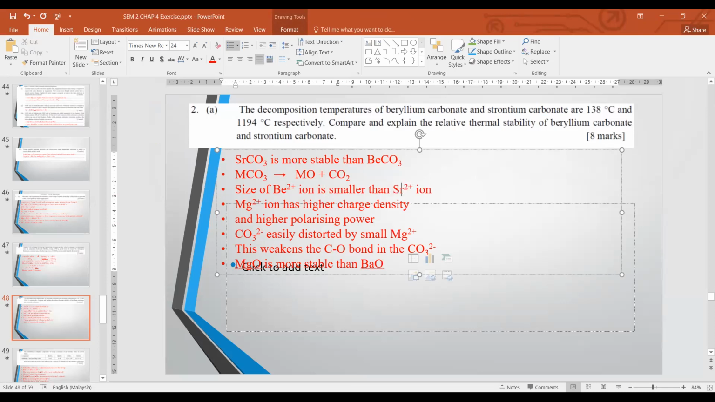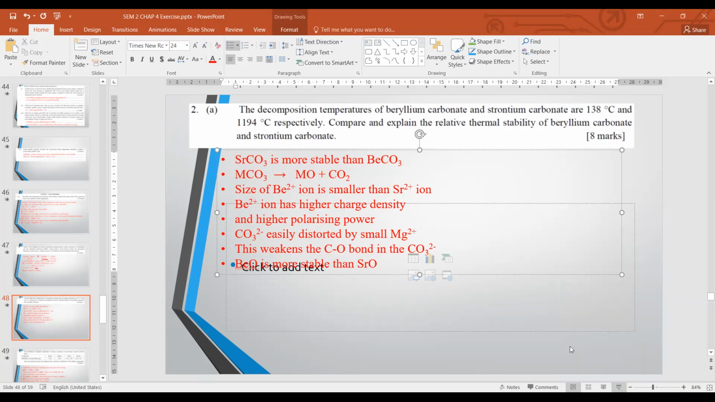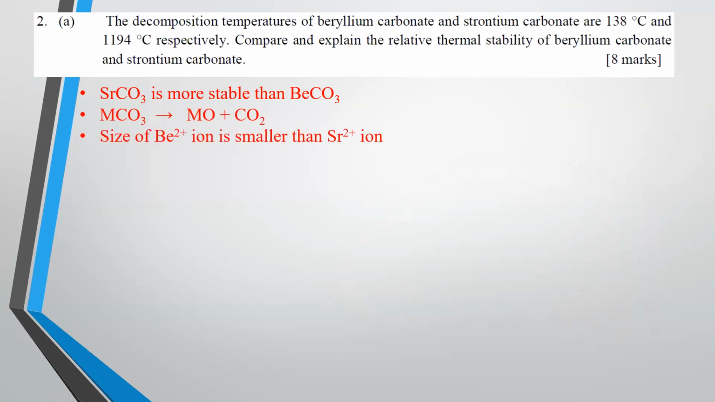So here. Okay, so these are the key points that you have to write down. Then you have to write that size of the beryllium ion is smaller than that of the strontium ion. So beryllium ion has a higher charge density compared to the strontium ion. Okay, so since it has a smaller size and high charge, therefore it has a high charge density. So high charge density will lead to high polarizing power.